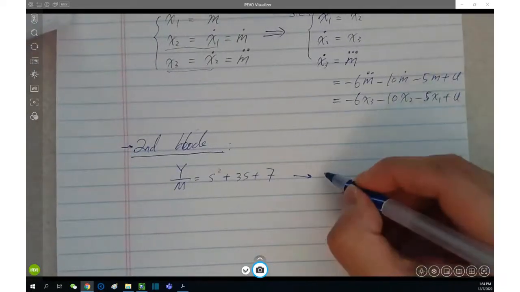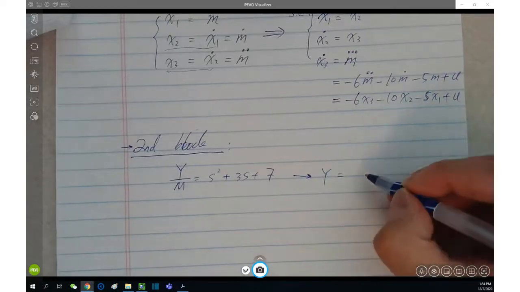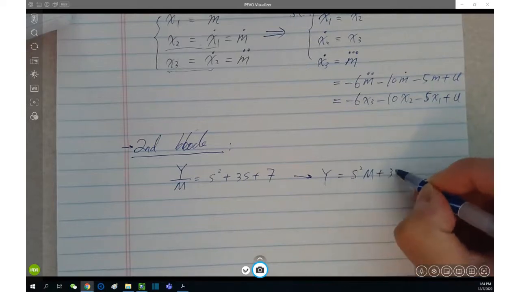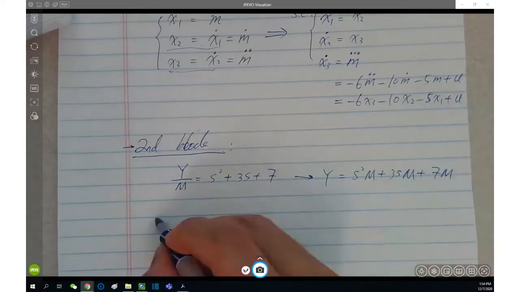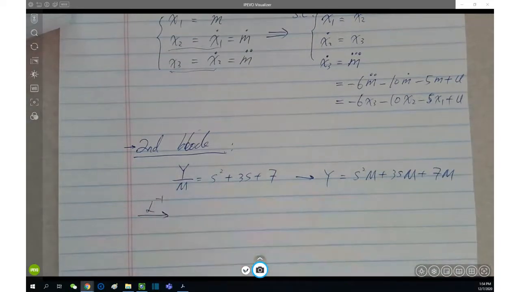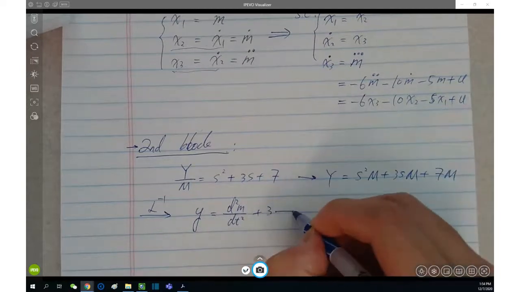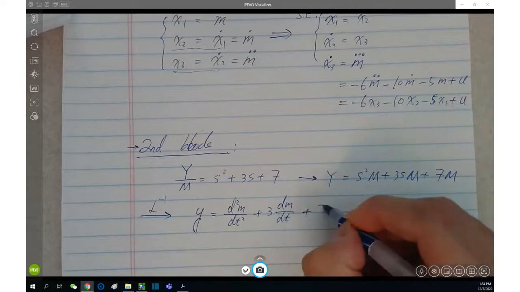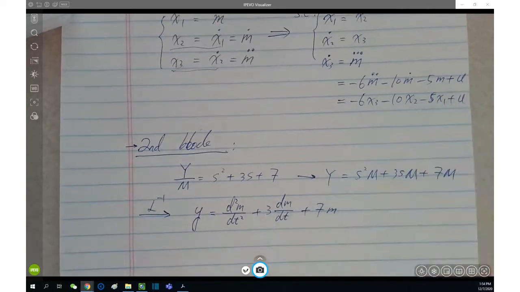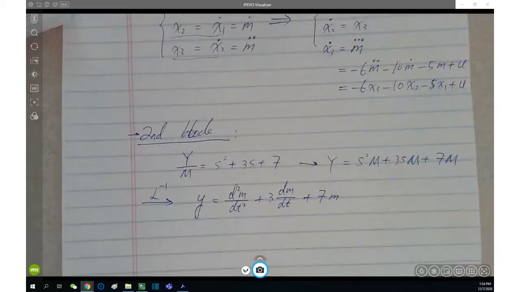And cross multiplication gives y equals s squared m plus 3sm plus 7m. Then you apply the inverse Laplace transform on it. And what do you get? Output y equals d squared m over dt squared plus 3 dm over dt plus 7m, right? These are nothing new. Just be very careful. Now we are talking about y and m, not directly anything to do with u.